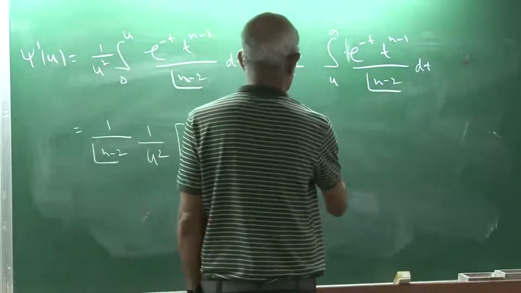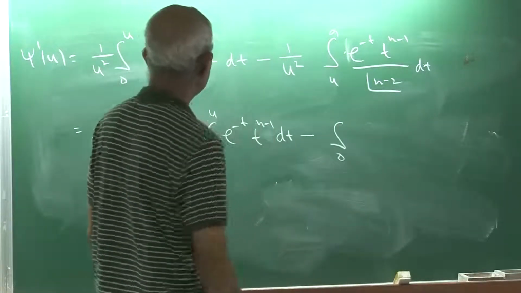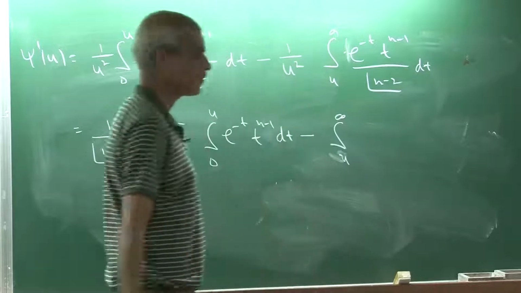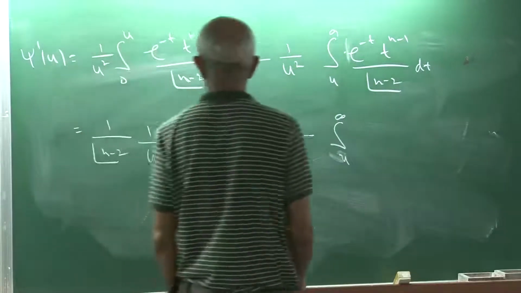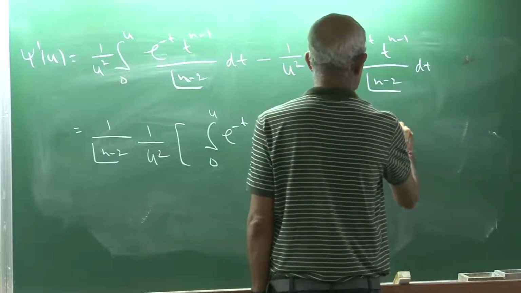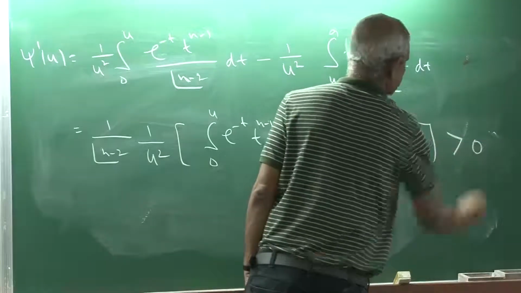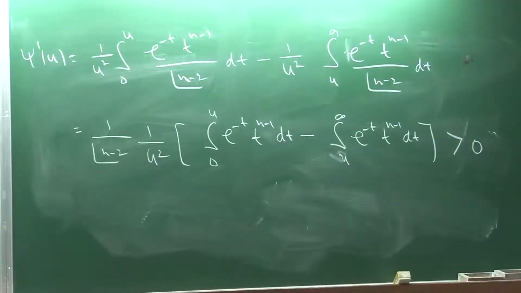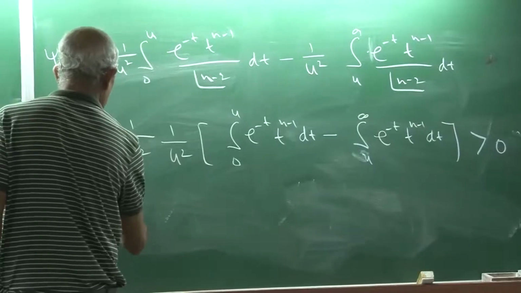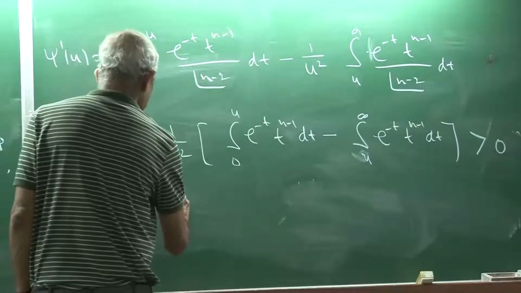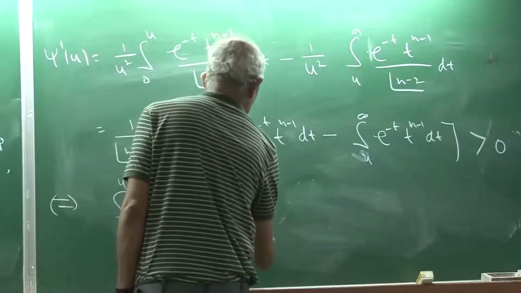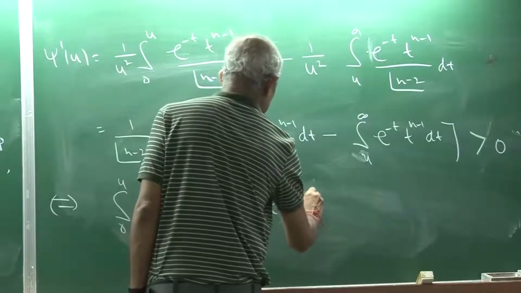minus 0 to infinity, sorry, u to infinity. Now this is greater than 0. I see when this function is increasing. This function is increasing if and only if 0 to u e to power minus t, t to power n minus 1 dt is greater than u to infinity e to power minus t, t to power n minus 1 dt.